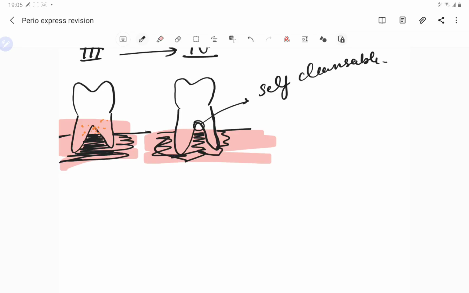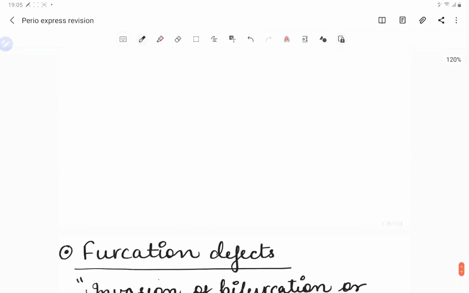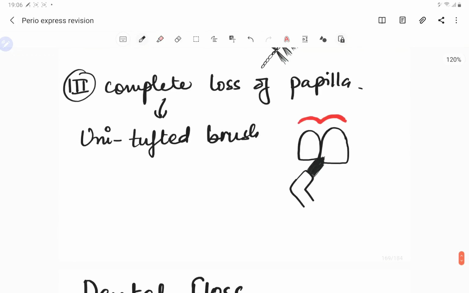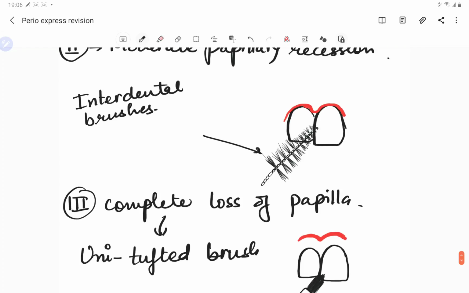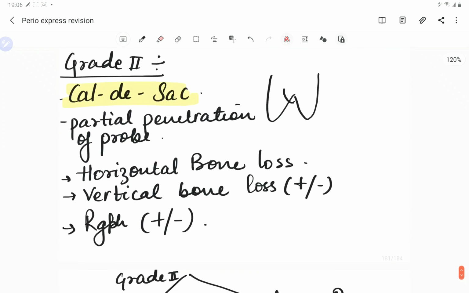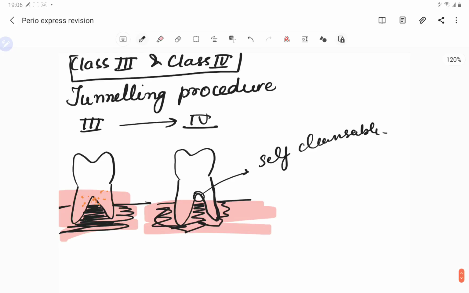So we ask the patient to use the interproximal brushes, and if you remember, we have already covered them in the previous lecture. I will just show you once. So these are the interproximal brushes, and we get them like this also. The patient inserts them in the pocket and under the flap and cleans it. This is how the patient maintains the area. So there is less plaque accumulation and easy maintenance. This is the reason we do the tunneling procedure.